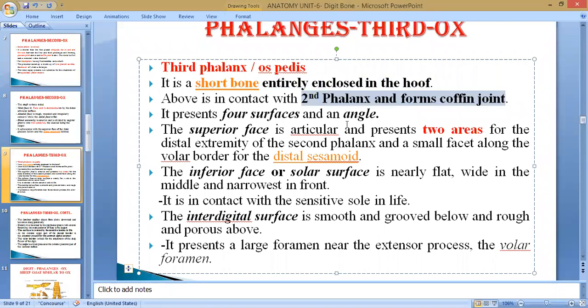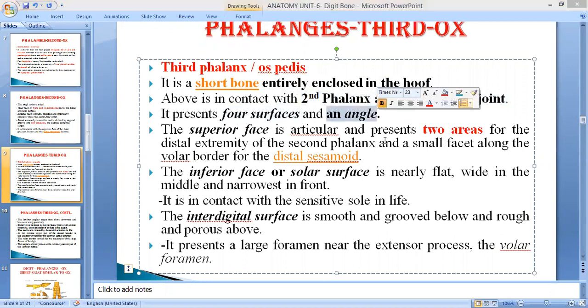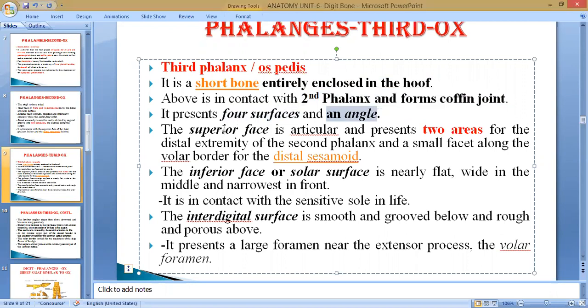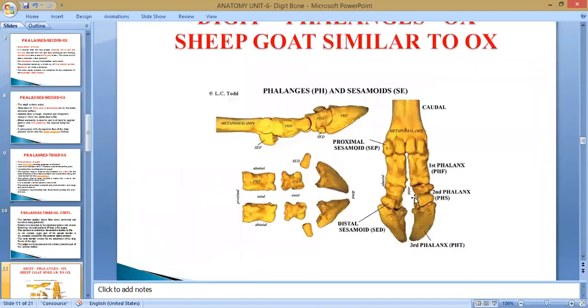And for description, it contains four surfaces and an angle. So we will see in this picture what are the four surfaces and what is the angle. First is the superior surface, then the inferior or solar surface, the interdigital surface, and the volar surface. You see here in this picture there are four surfaces. What are the four surfaces?